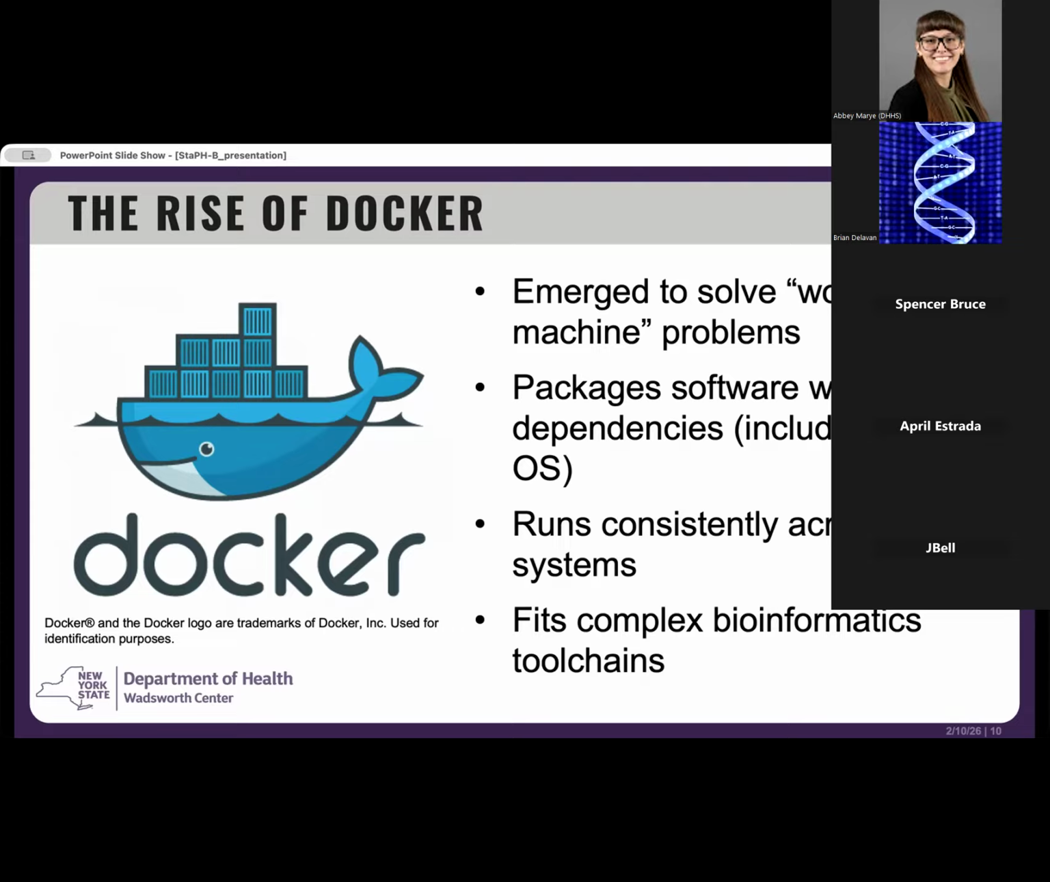But at the same time, Docker kind of introduced new considerations around security and system access, which is why its adoption looks different across different environments, depending on these constraints that we all have based on where we're working and our IT support.